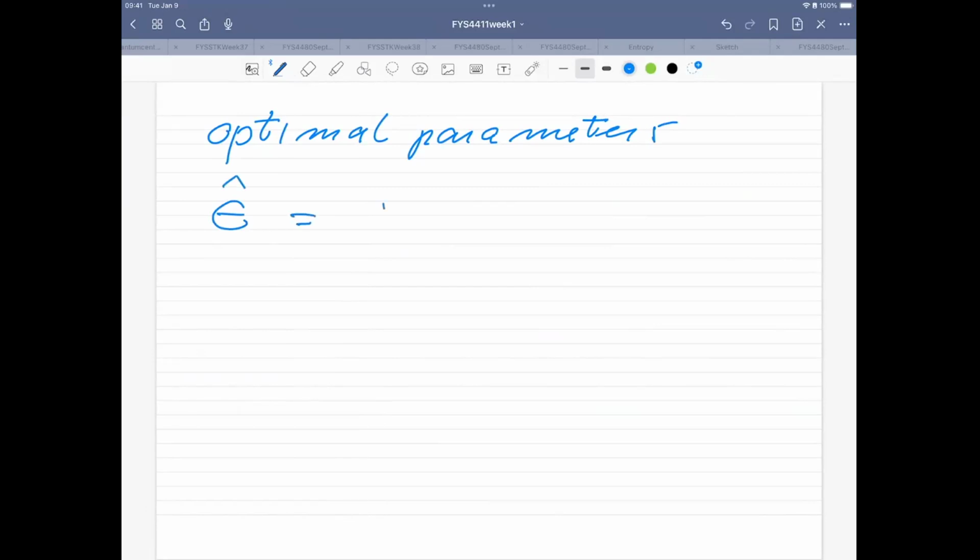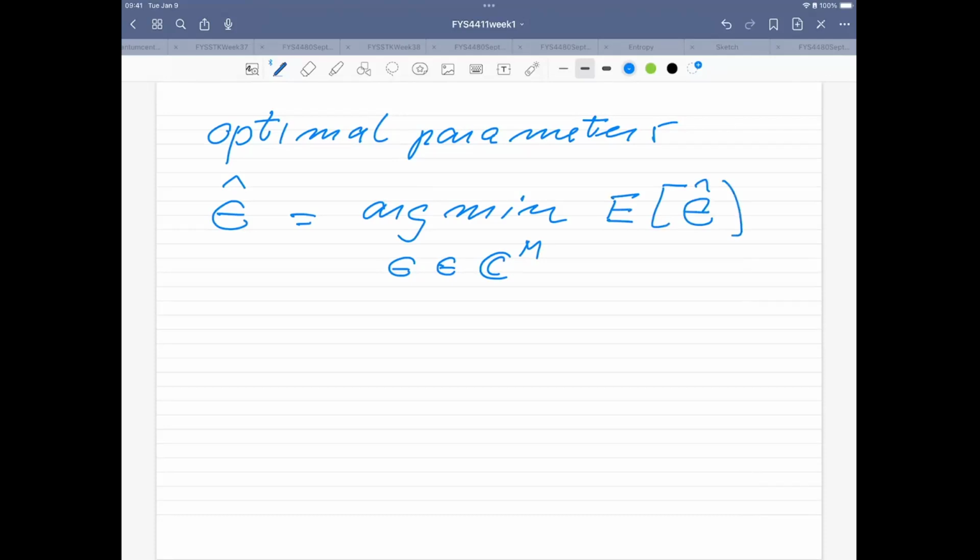And this optimal parameter is given by a theta hat. This is the same as taking the minimum, because the energy, and I'm not going to prove that, is a convex function. So we have a minimization problem. This theta now lives in this space, so it's a complex space. They can be complex variables or real variables. Normally we will use real variables, but I'm going to put it as a complex variable in the space of m parameters. And we are going to optimize this quantity here.